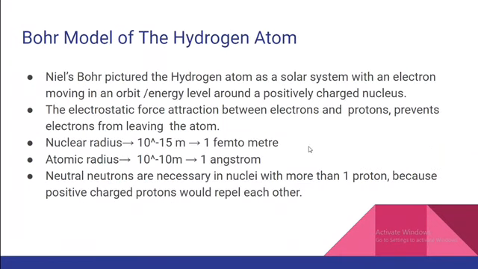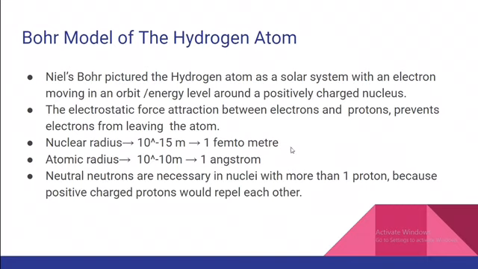Niels Bohr pictured the hydrogen atom as a solar system with an electron moving in an orbit or energy level around a positively charged nucleus. The electrostatic force of attraction between the orbiting electrons and the protons prevents the electrons from leaving the atom.